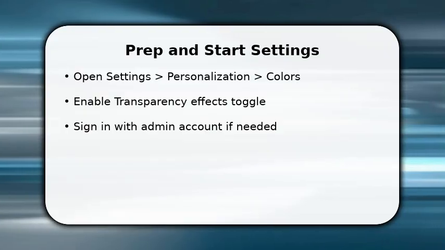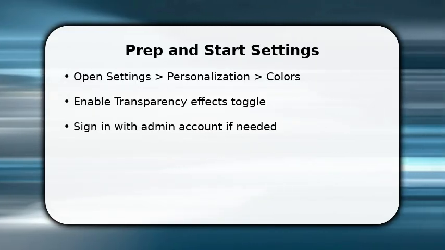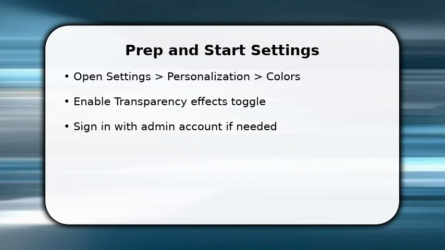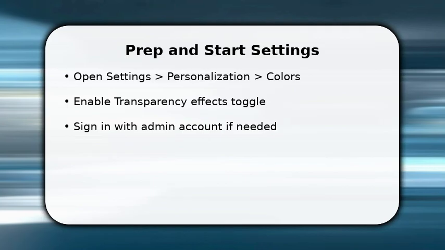You're starting now. Open Settings and go to Personalization, then Colors. Make sure you're signed into an administrator account so changes apply system-wide. Toggle Transparency Effects on. This enables the base translucency engine that the Taskbar uses. Once done, keep settings open. You'll adjust accent and background next.